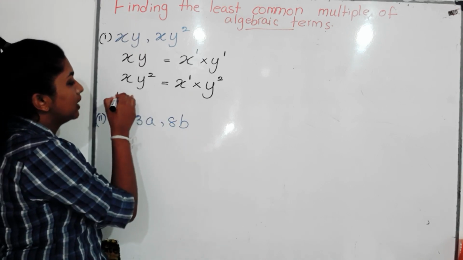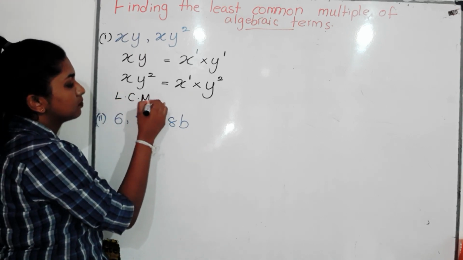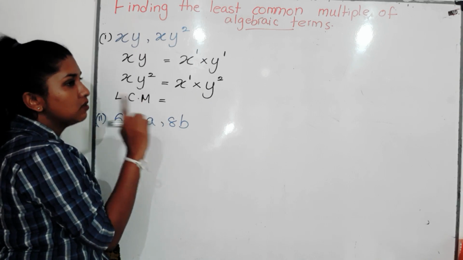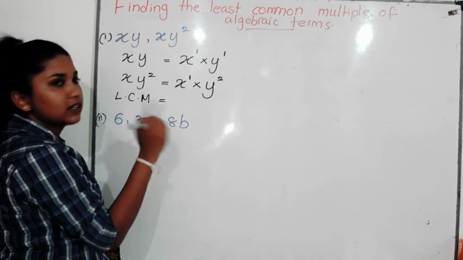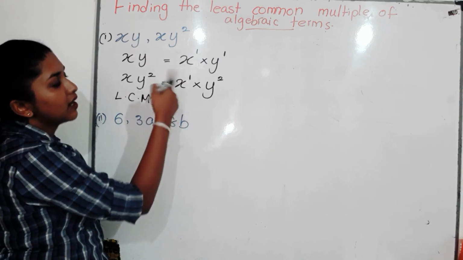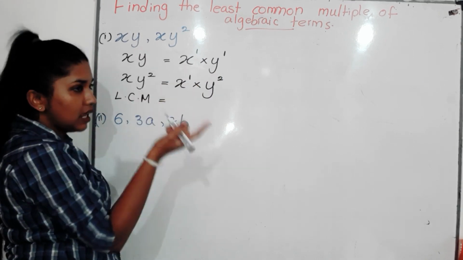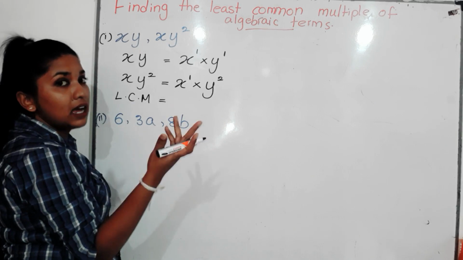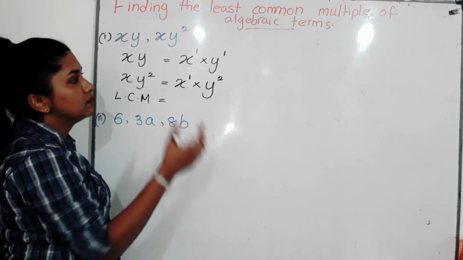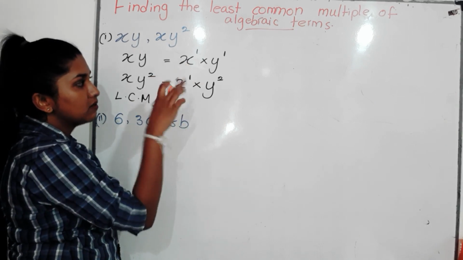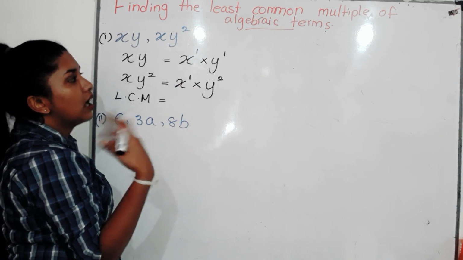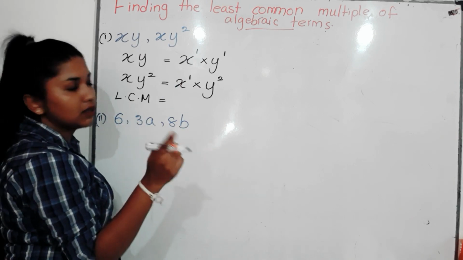Now we can find the LCM. Then find the distinct factors. The distinct bases are x and y. Then we have to find the highest power. When we consider x, the highest power of x is x to the power 1.